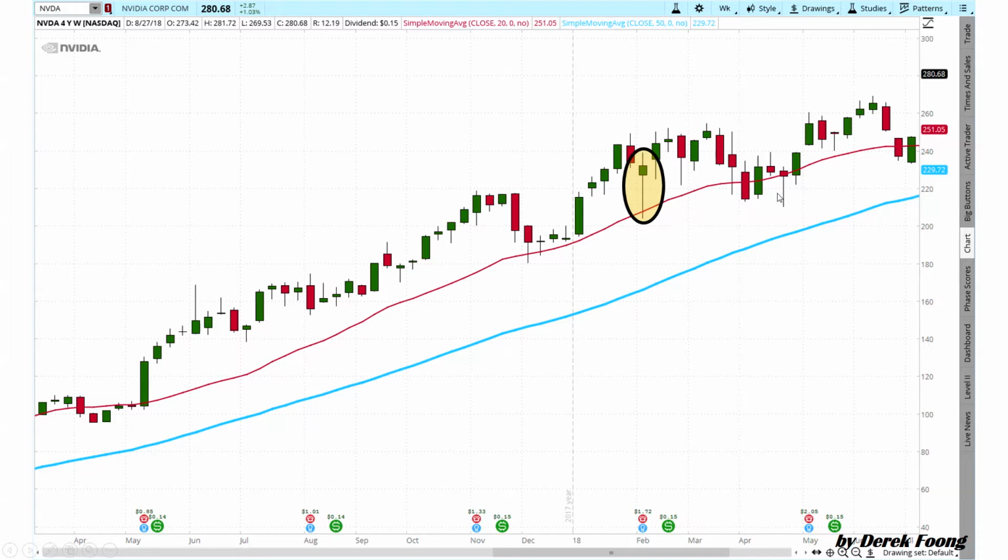So this doesn't just appear in key reversal areas. That means stocks that have done a very long downtrend, and then it appears somewhere and sends the price up. It also appears in prices that have been trending for some time.